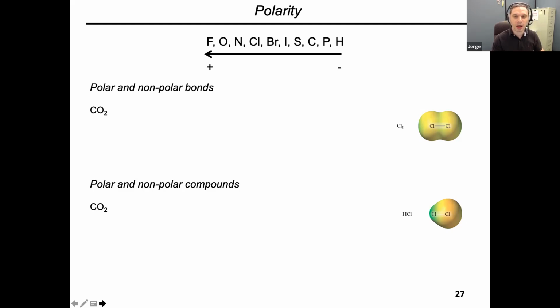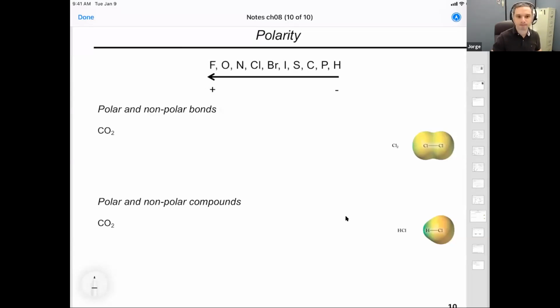To show you how we define polarity of chemical bonds, how we find if a bond is polar or not, let's use the example here of the CO2 molecule, carbon dioxide, and I'm also going to show you the example of the Cl2 molecule. So let me switch to my other screen. Okay, so let's take a look at the CO2.